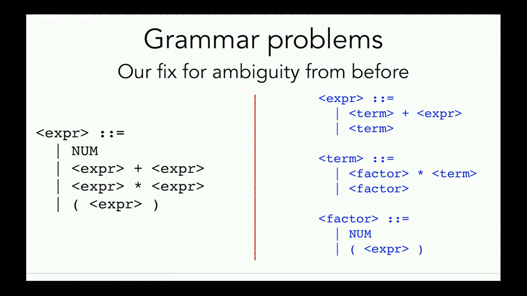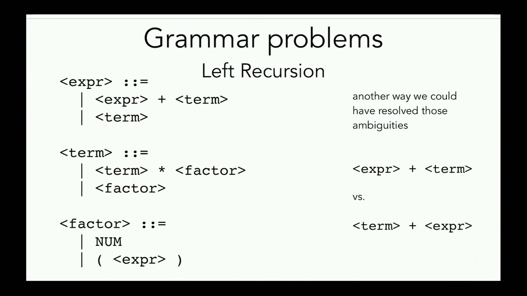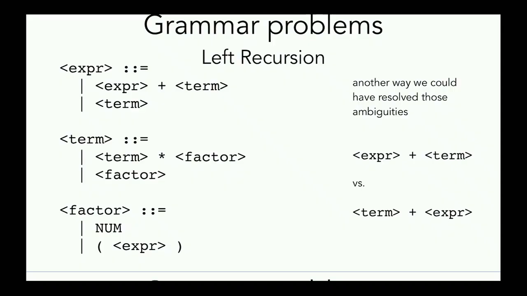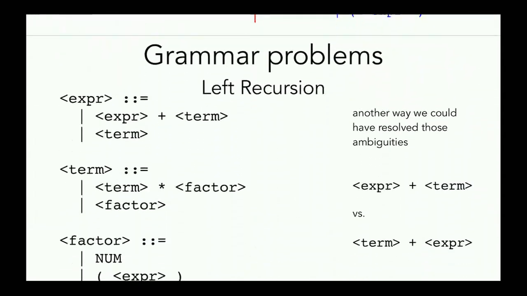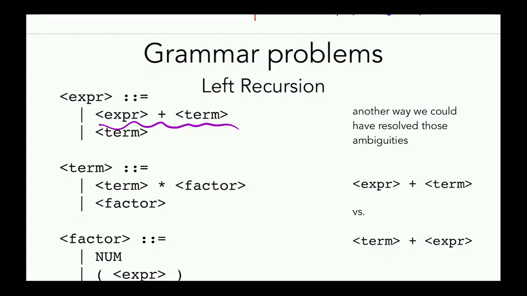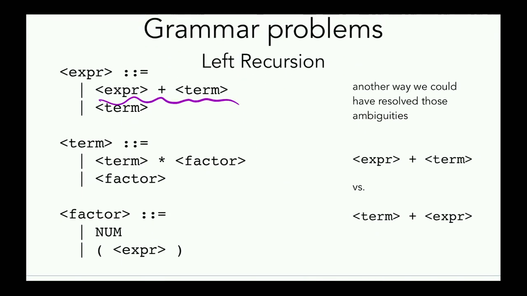Okay. So I want us to think through one other thing. So here's our grammar problems. This was our fix for ambiguity from before. We went ahead and did term plus expr. There's something else that we could have done, right? Another way that we could have solved this, instead of doing term plus expr, we could have done expr plus term. Now, I want you to go ahead and chat with folks nearby for, let's make it a minute.